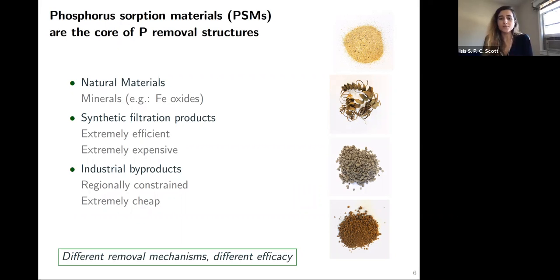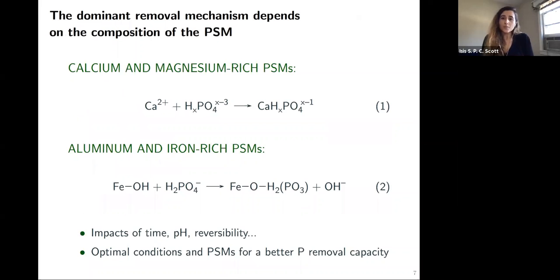These different PSMs will have different removal mechanisms, and because of that, they will also have different efficacy on phosphorus sorption. The dominant mechanism for phosphorus removal will depend on the main or dominant component of the PSM. So we can categorize these PSMs into two main categories here. The first one being calcium and magnesium-rich PSMs. And in equation one, I'm showing you how the removal mechanism will look for these types of PSMs. It is a calcium precipitation reaction.